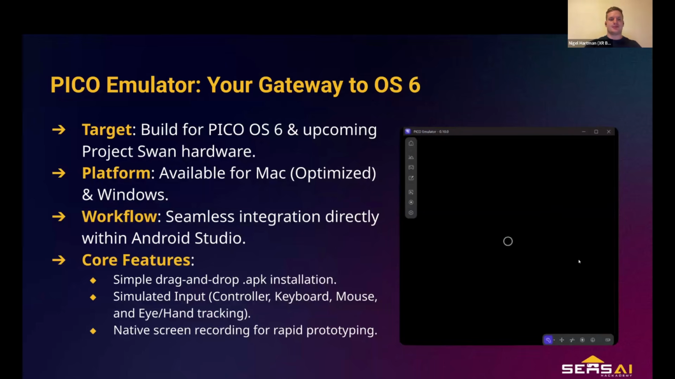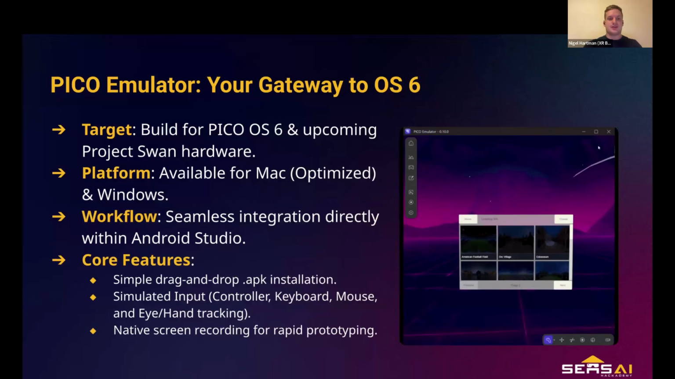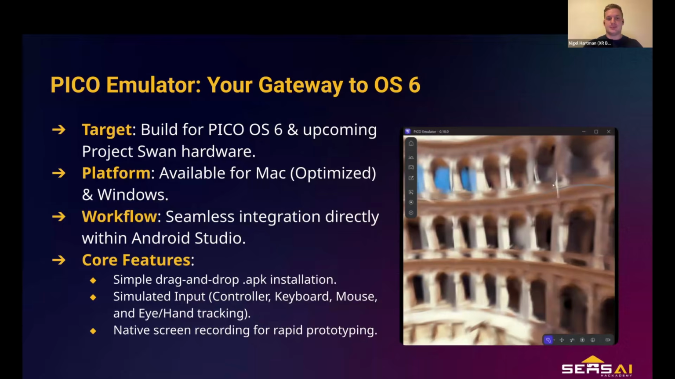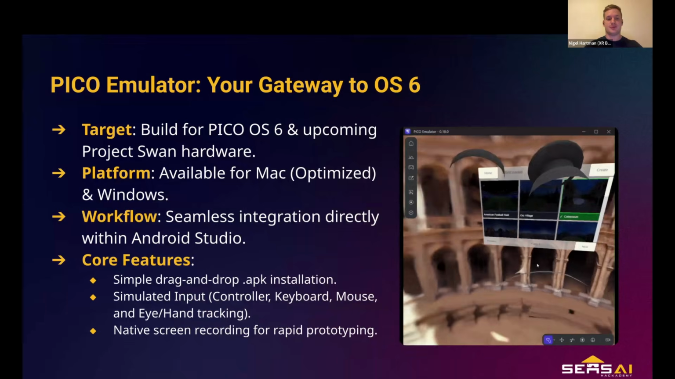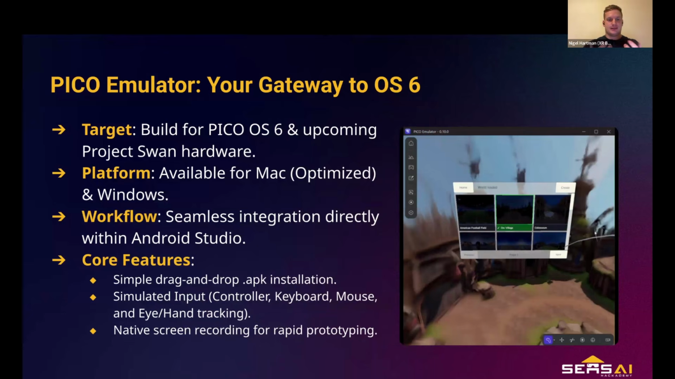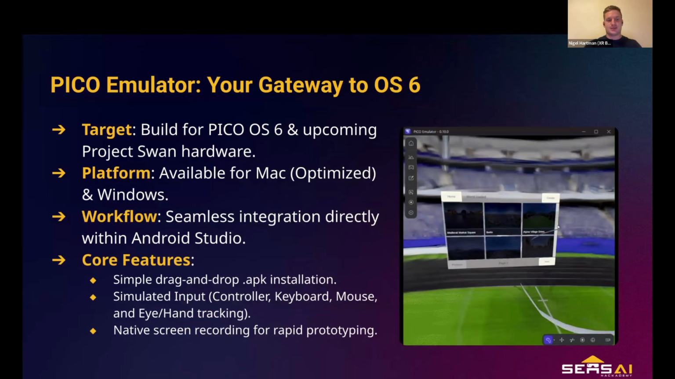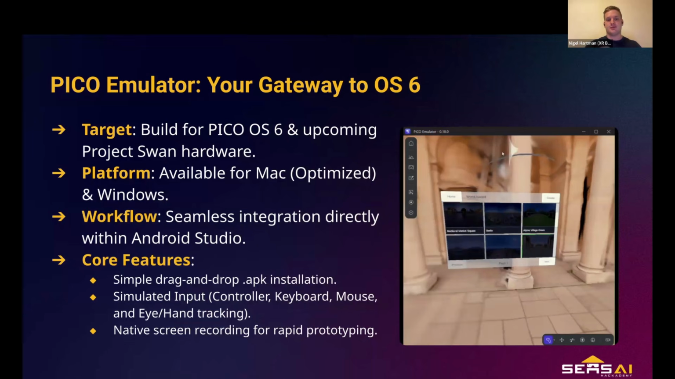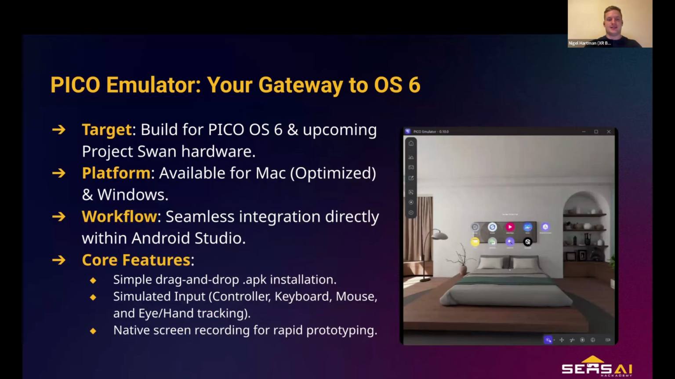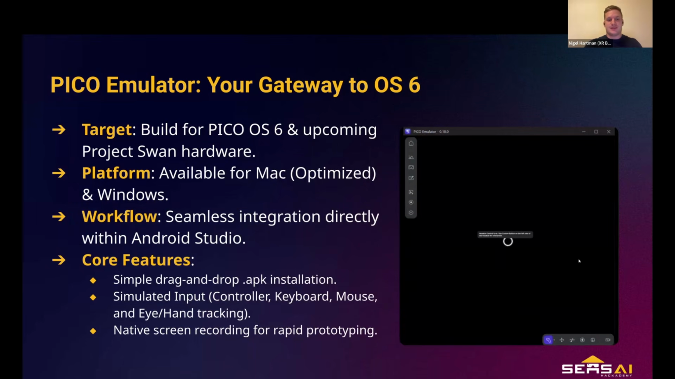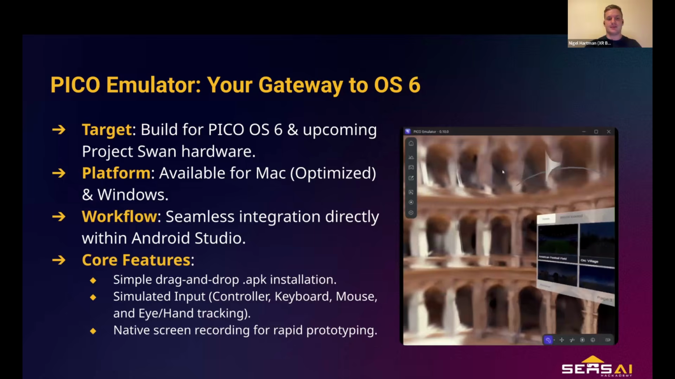Yeah, so we are stepping into a massive shift in spatial computing. And like you just saw a few days ago, PICO announced OS 6 and teased their upcoming flagship hardware, the Project Swan. And like you saw in the previous session, they are making a massive pivot from just a gaming console to serious wearable workstations with monitor-level clarity. And as a developer, the big question would be, how do we start building for this today?